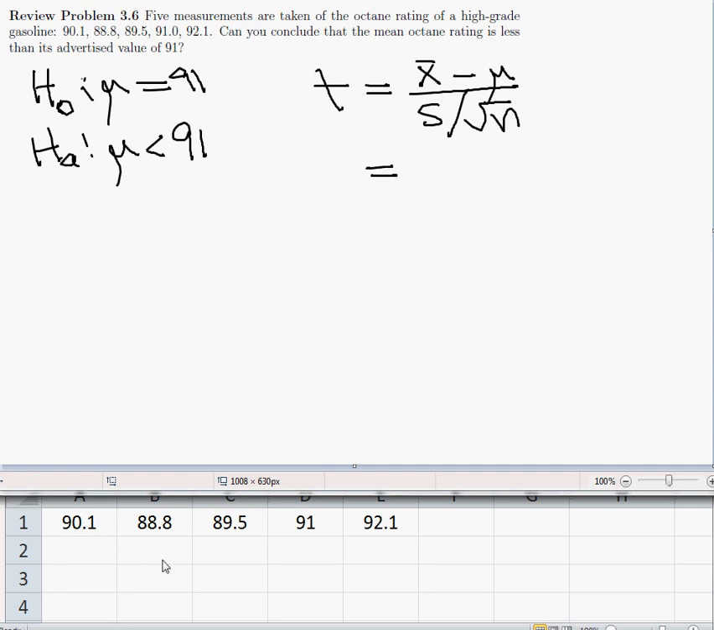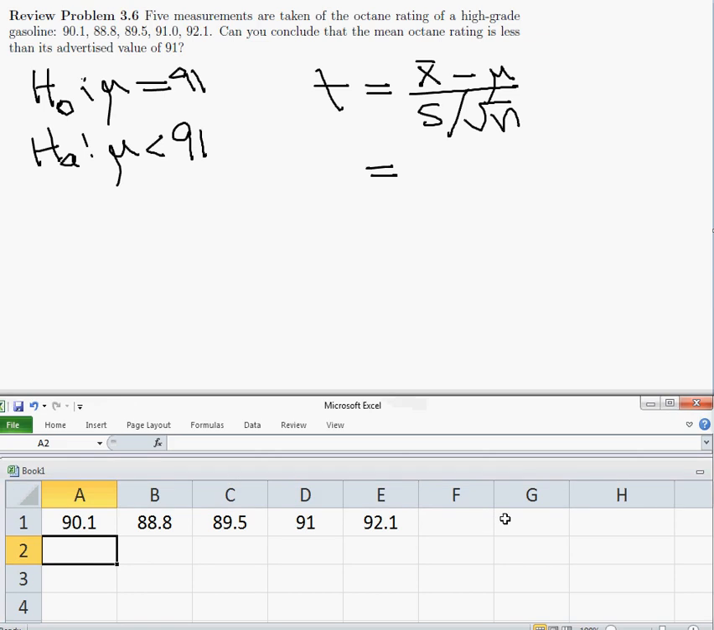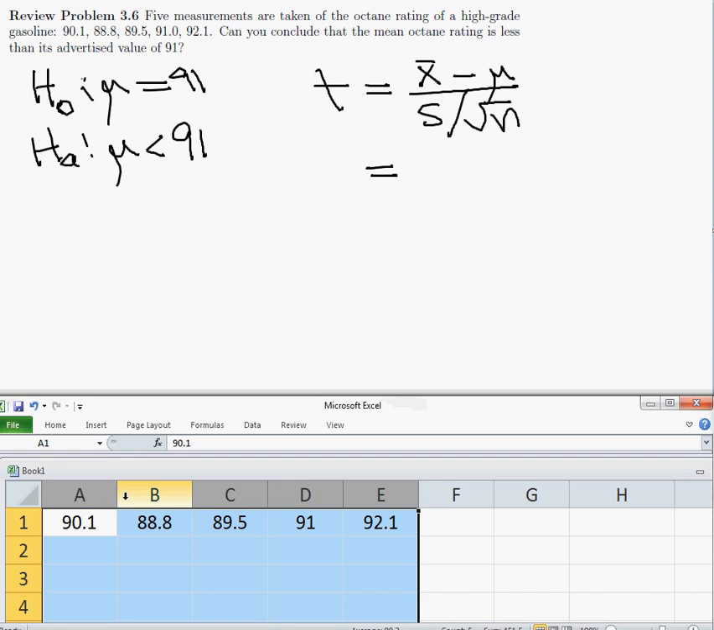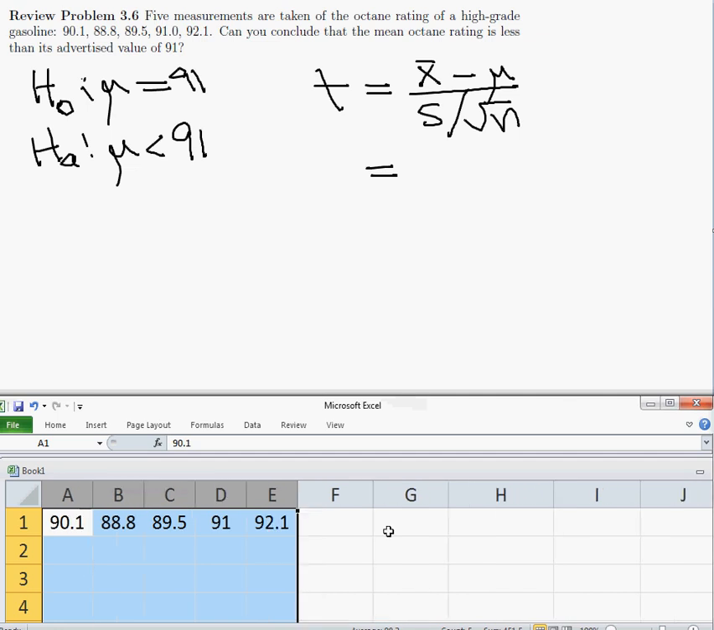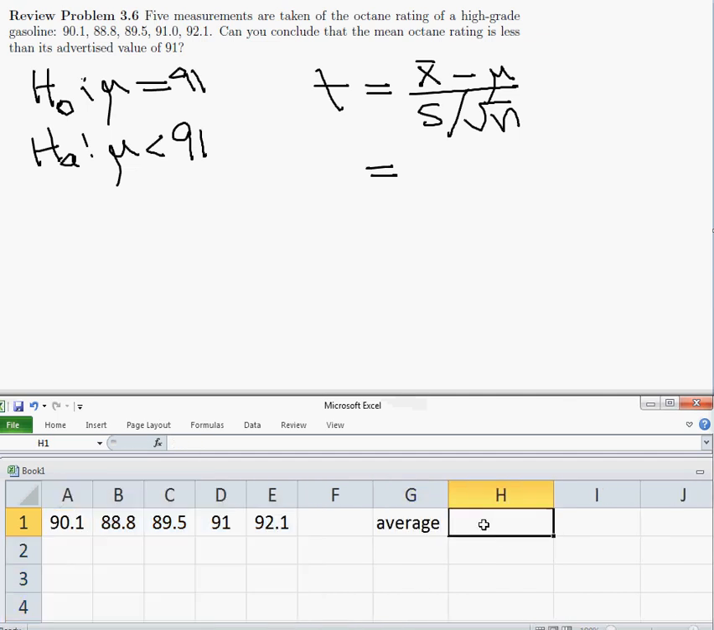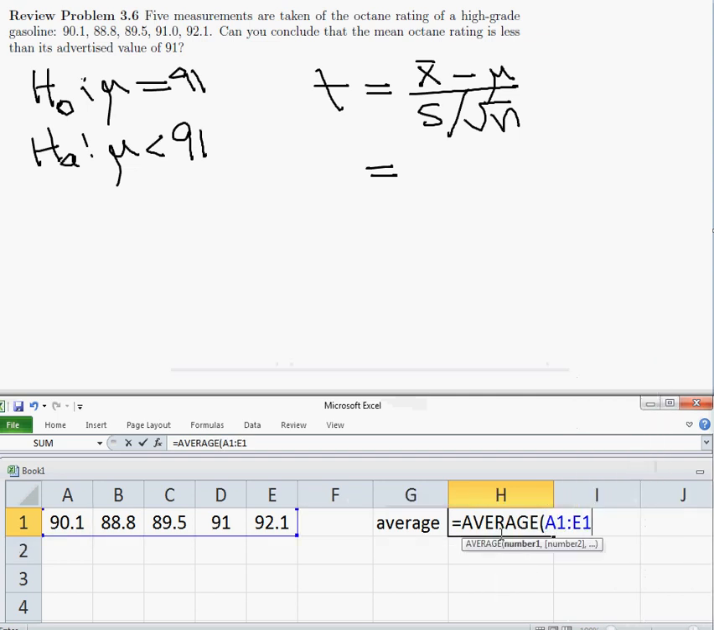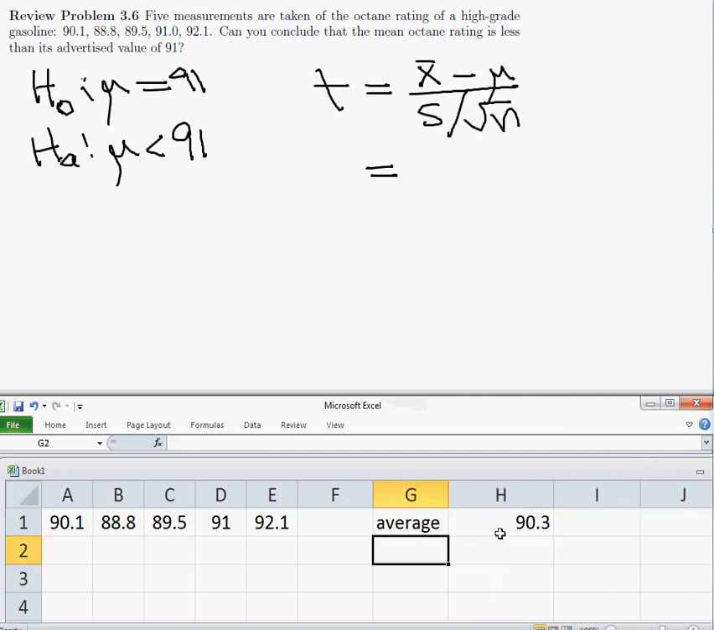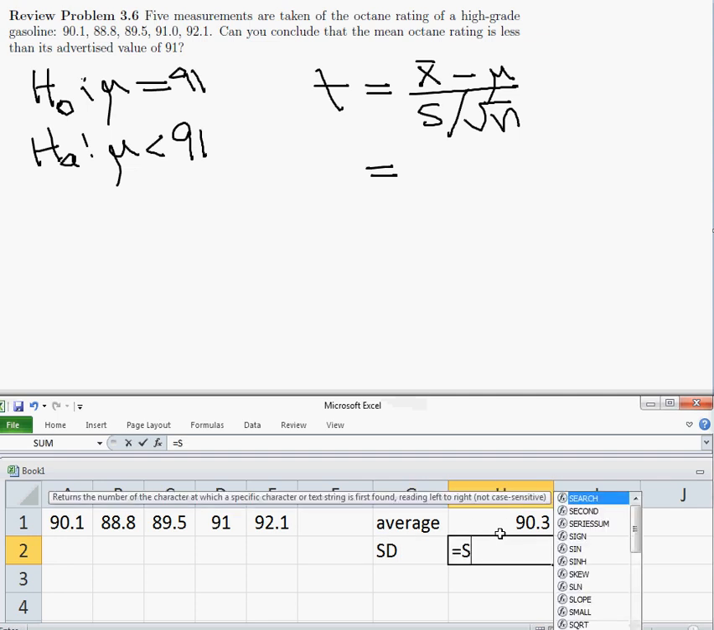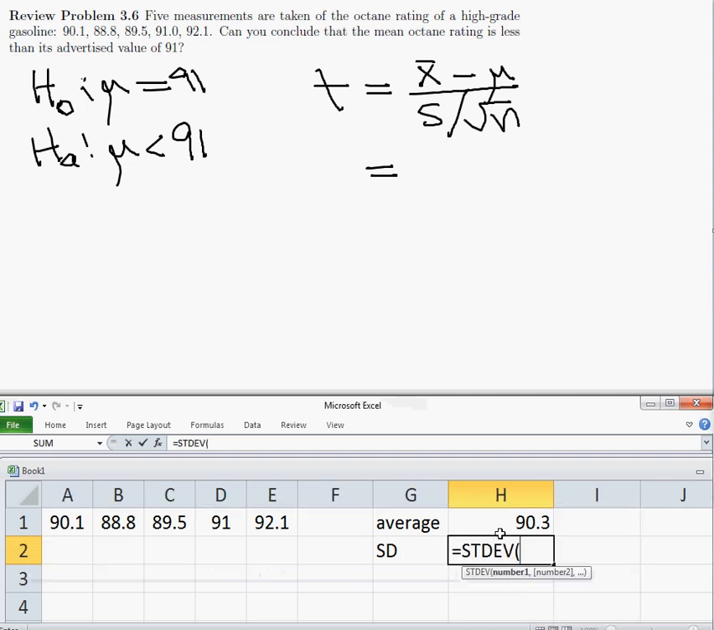In our case, let's figure out what the average is. Let me make these a little bit smaller so we have some space on the right. The average will be equal to the average of those 5 numbers, which works out to be 90.3, while the sample standard deviation is 1.29.